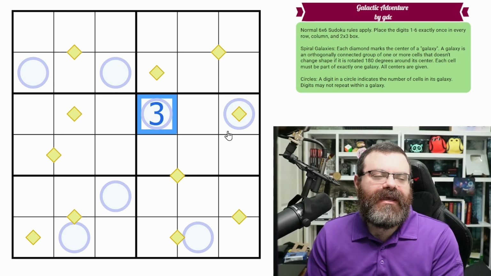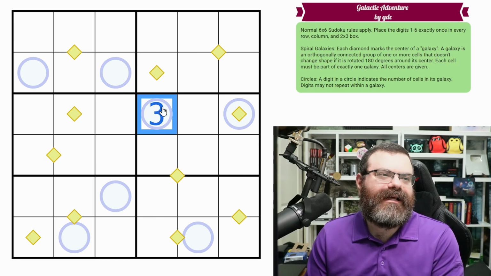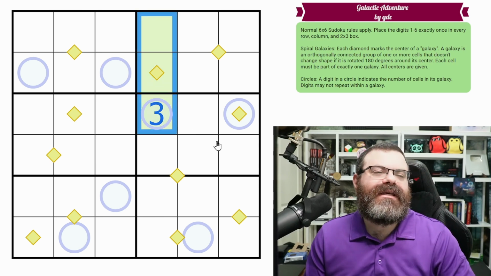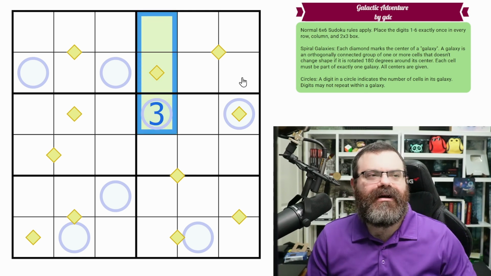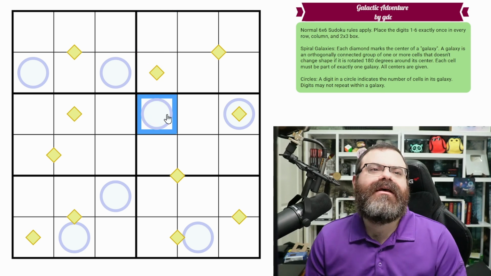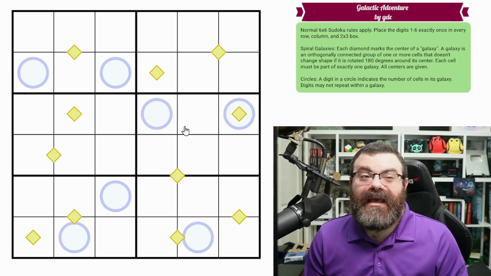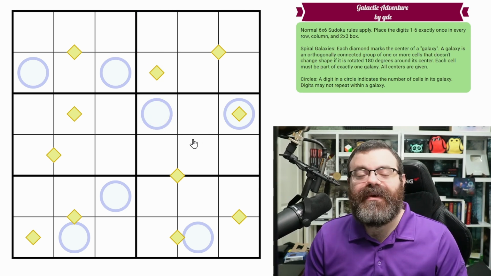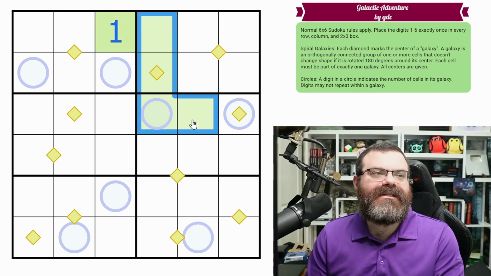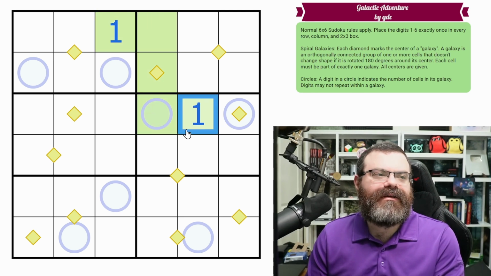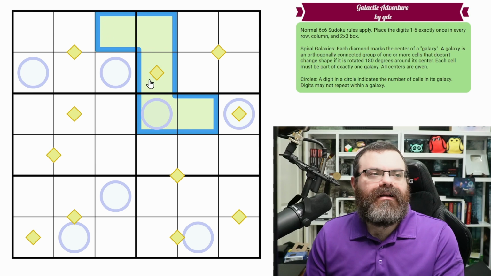So if this was a 3, I don't know, okay, 3 is probably a bad example. Yeah, we could do this. This would be a valid galaxy with a center and a diamond, and then a 3 in here because this is a 3 cell galaxy. All right. And I believe the only other rule is digits may not repeat in a galaxy. So if I had a galaxy like this, and we put a 1 here, we can't repeat a 1 anywhere in the galaxy. So we can't even put 1 here or here. All right, and that is it.